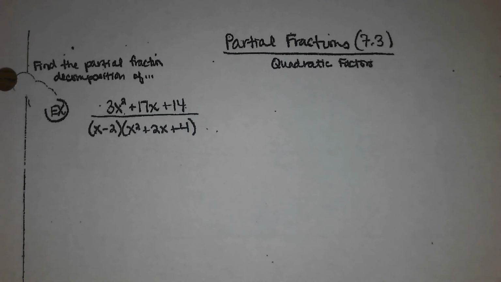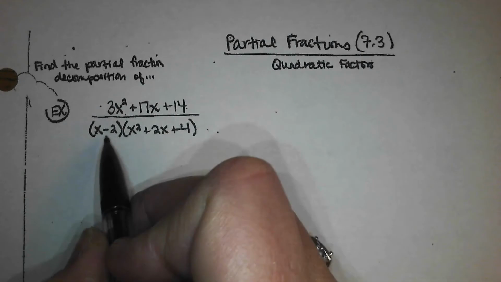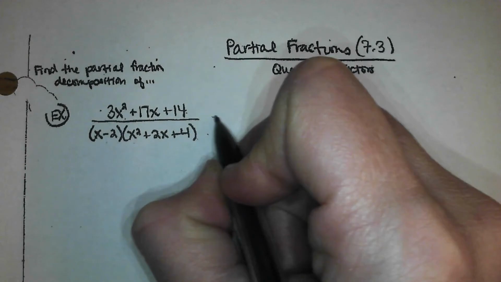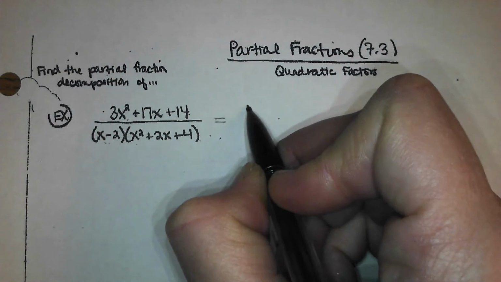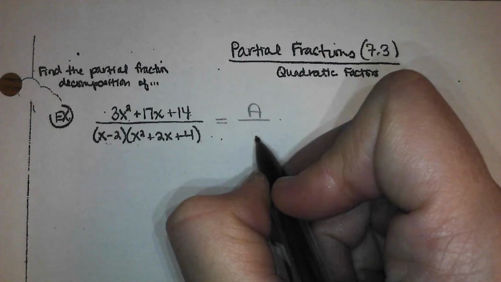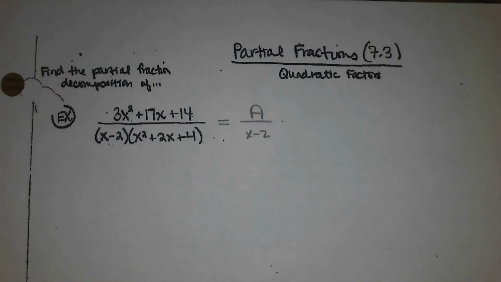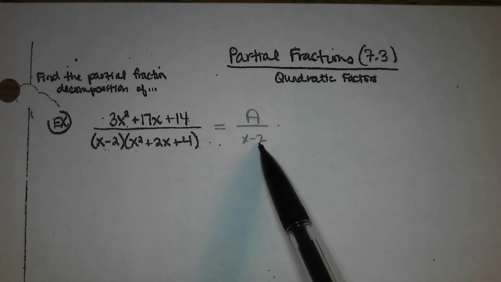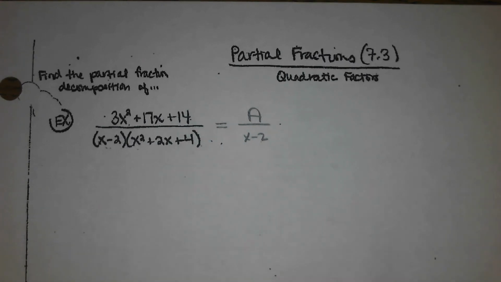Quadratic factors. Yesterday they were all linear, but today we do contain quadratic factors. So when we split up with quadratic factors, and this is a combo, there's still a linear factor in the denominator and a quadratic factor. If it's the linear factor, it's still just an A that goes over it. And A is a constant, right? So if the denominator is linear, the numerator is just a constant.